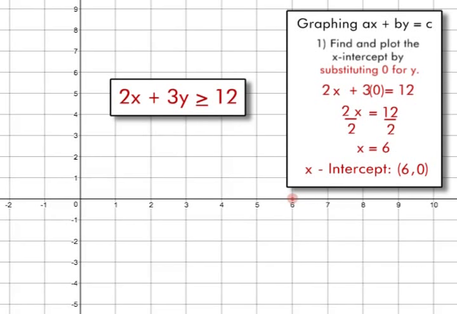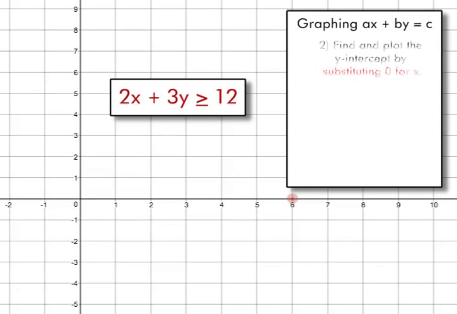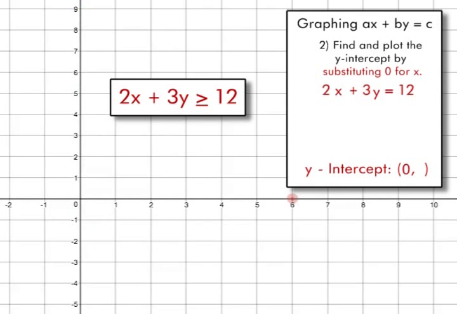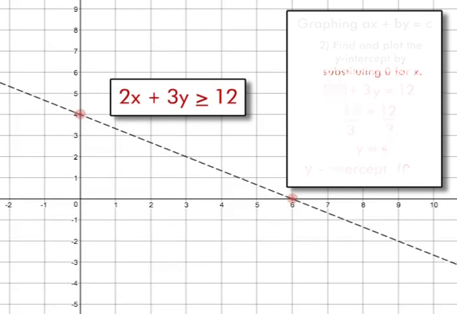Then I can do the same thing with the y-intercept. The y-intercept is where this thing crosses the y-axis, and wherever it crosses the y-axis, the x value is going to be 0. So if I replace the x in my function with 0, I would find that the y value would then have to be 4. So no slope involved on this one. I just find my 2 intercepts, and then I can connect them again with a dashed line.